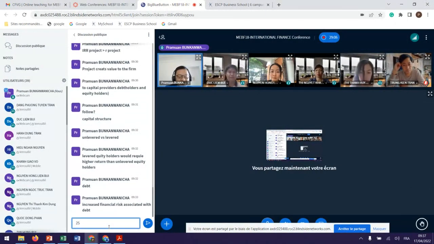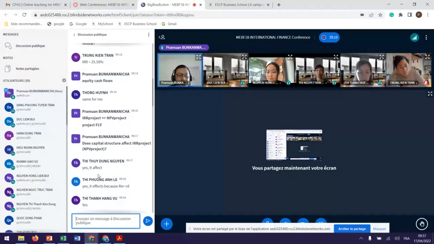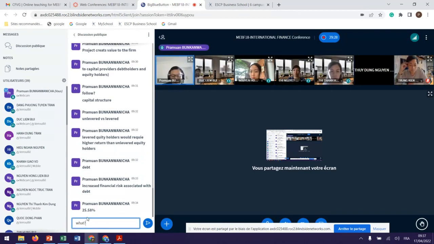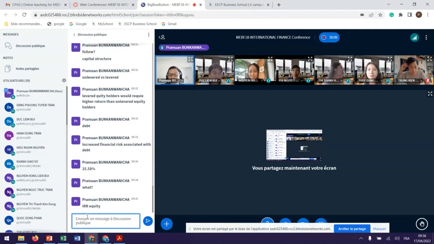So if I use 25.58%, somebody help me compute 25.58%. What is 25.58%? You immediately think about what number it represents, right? The number represents equity cash flows, meaning the cash flow after debt. So therefore, this is the equity free cash flow. If you compute with the equity free cash flow, your IRR here would be the IRR equity.